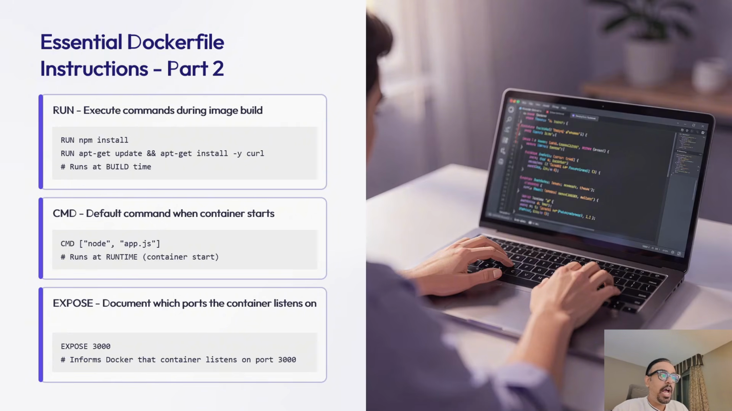Now, let's look at execution and configuration instructions. First was the base things, building the base layer, then installing some dependencies and copying the file. Now comes the crucial part, that is run. It executes commands during the image build process. Again, I am saying image build process. Each run instruction creates a new layer. For example, run npm install would install all Node.js dependencies into the image, and run apt-get update would update the packages. So every command that you run over here is going to create a new layer.